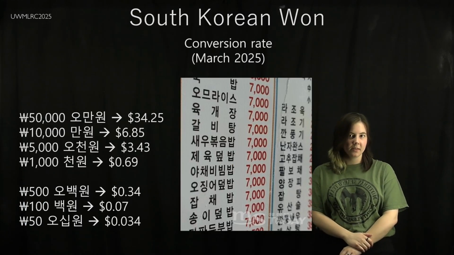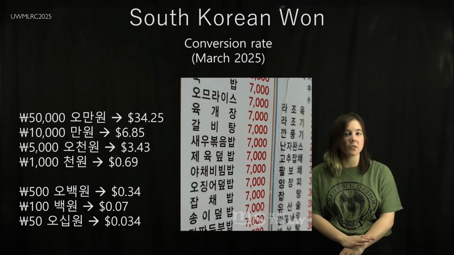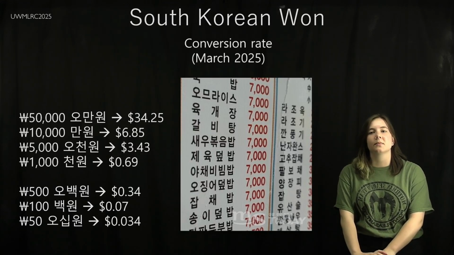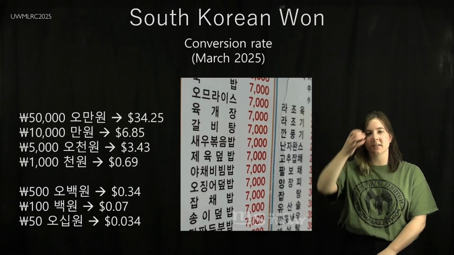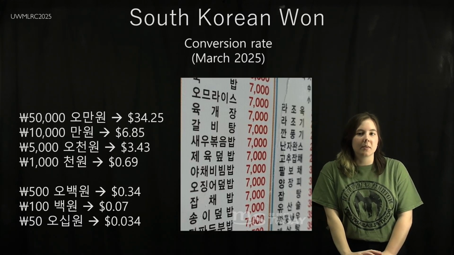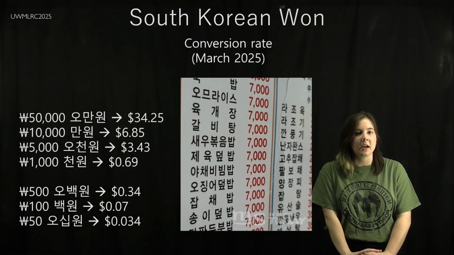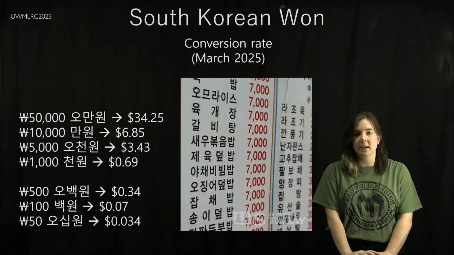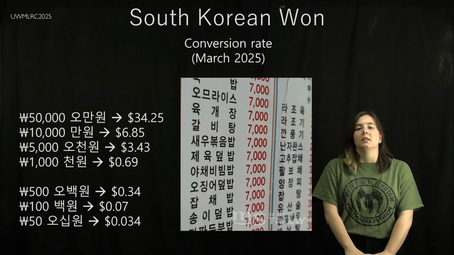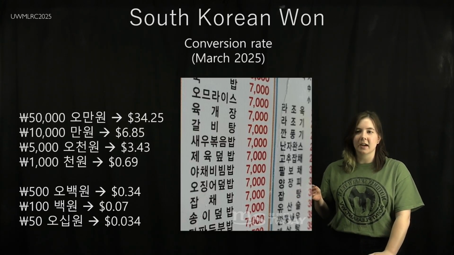This is a conversion rate as of March 2025. Conversion rates are always changing, so it's not that smart to just memorize a conversion rate because it's going to change eventually. A good rule of thumb is to just think of 1,000 won as 1 USD. So 1,000 won equals $1, more or less. That's kind of how I thought about it.